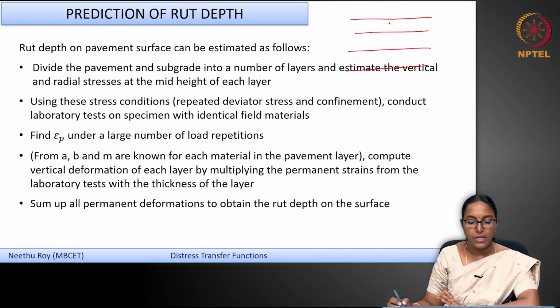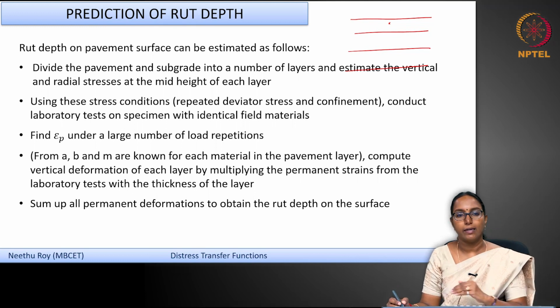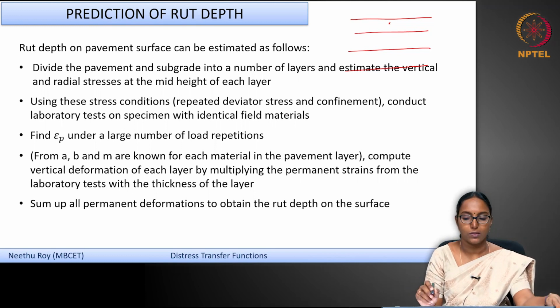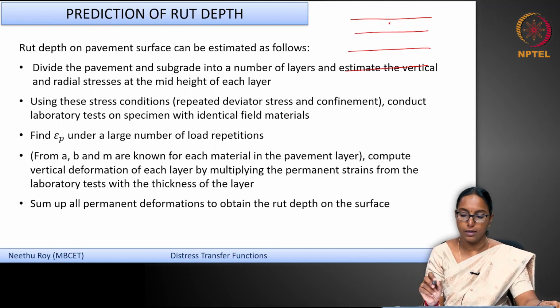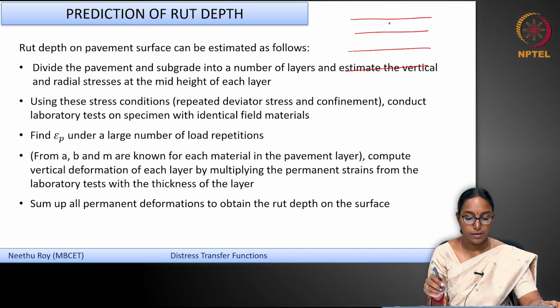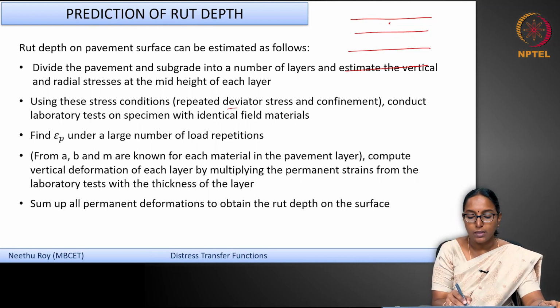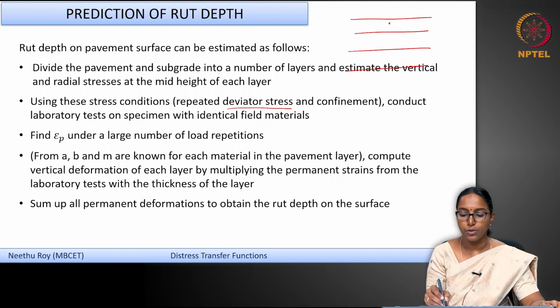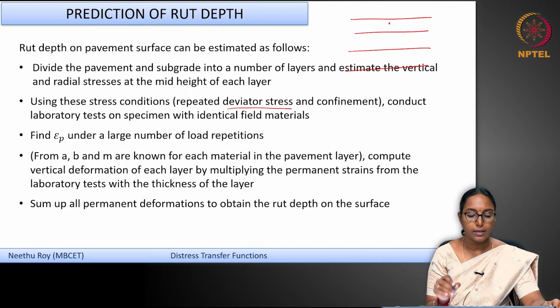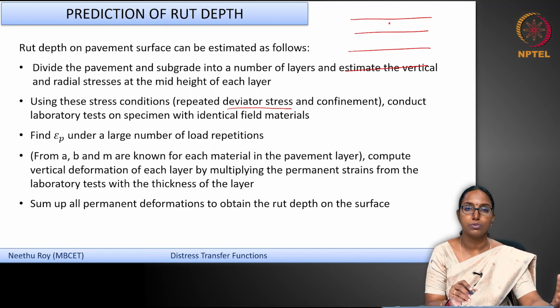Now, for convenience, you will consider the mid layer of each of these layers, and you see what the radial stresses as well as the vertical stresses are at the mid layer of the pavement structure. Then use those stress conditions, the normal stresses and the radial stresses, as the deviatoric stress and the confinement pressure on the material specimens, and conduct laboratory investigations with the material that you are going to use in the field.